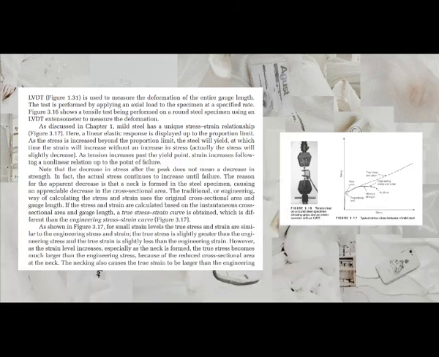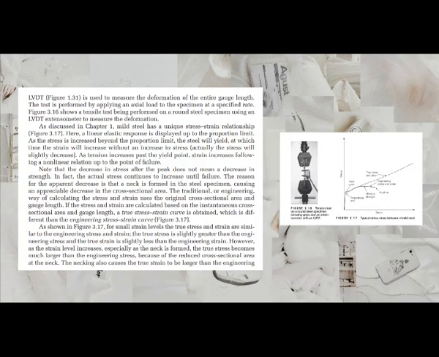The test is performed by applying an axial load to the specimen at a specified rate. Figure 3.16 shows a tensile test being performed on a round steel specimen using an LVDT extensometer to measure the deformation. As discussed in Chapter 1, mild steel has a unique stress-strain relationship, Figure 3.17. Here, a linear elastic response is displayed up to the proportion limit.